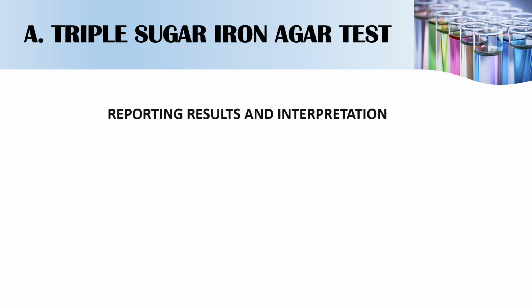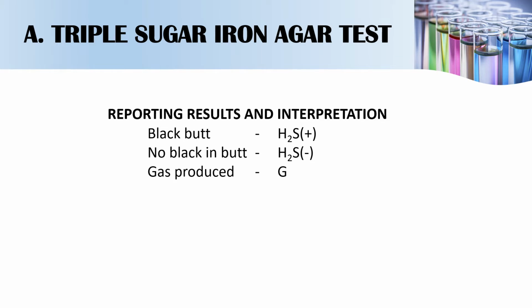So how do we report and interpret the results? If there is a black butt, it means that it is H2S positive. No black in the butt, H2S negative. If gas is produced, the letter G is written in your result. If there is a yellow agar, it means it is acidic, so it is written as A. And red agar means alkaline, and it is written as K.